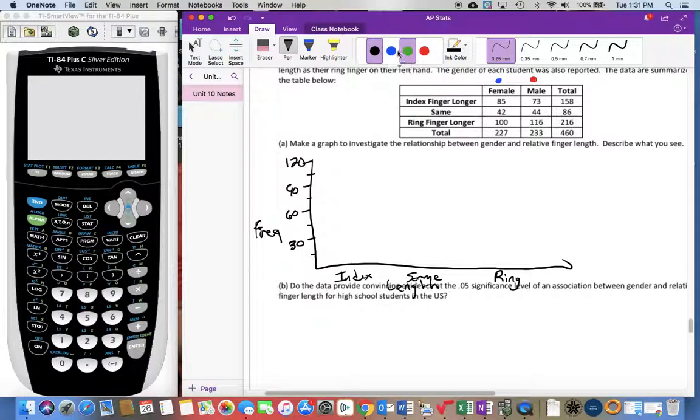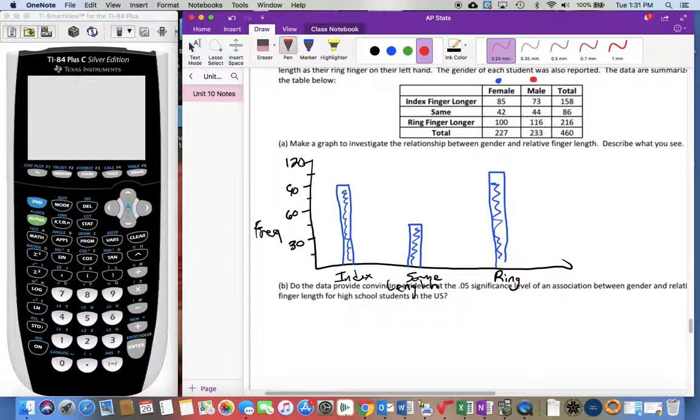Okay, so let's make this here for female in blue. 85 is what the one category was for index. So we'll take that up to about 90 there, bring it back down, and if you want to shade it in, you can. For same, 42 for females, so that would be a little bit below that tick mark we made for 45. So about something like this. And then for ring finger, we had 100 for females. So that would be all the way up to about that 105 mark. And there's females.